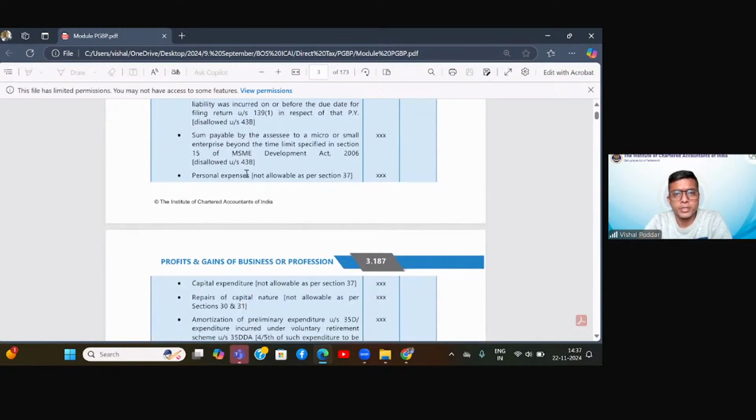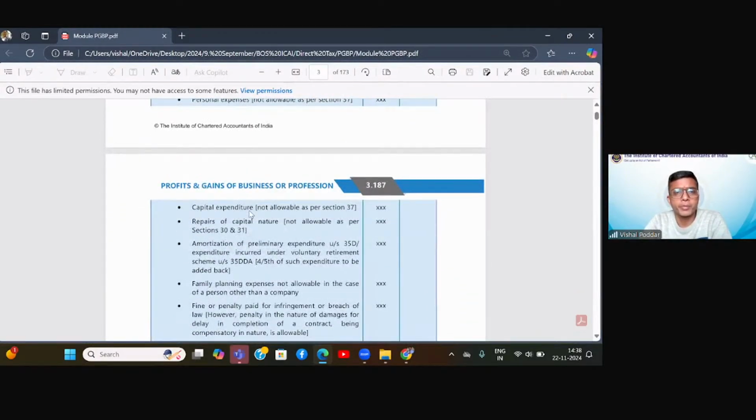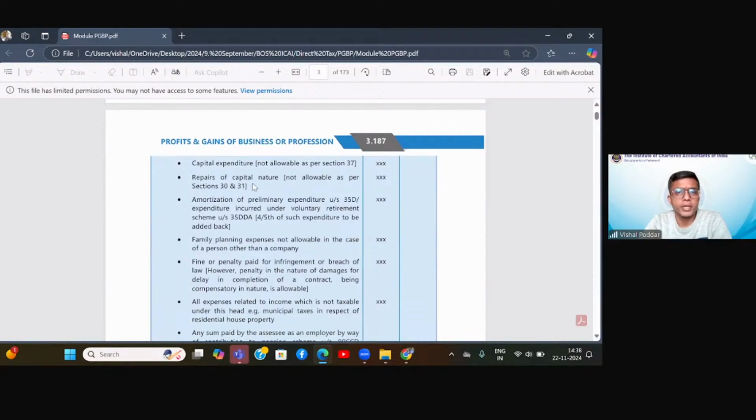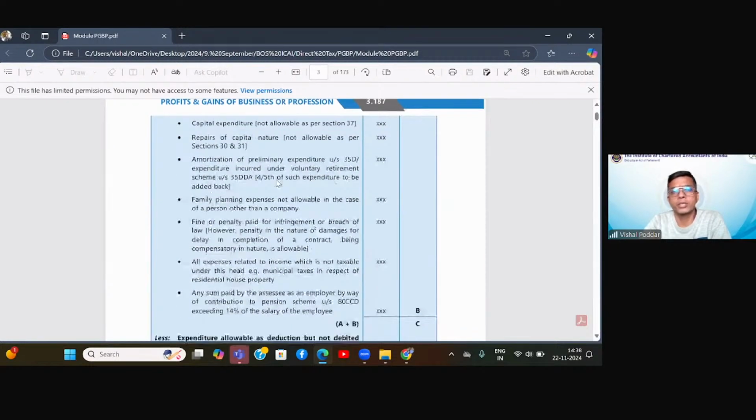Then personal expenses are disallowed, capital expenses are disallowed, repairs of capital nature, amortization of preliminary. Now, if you recall the preliminary section, if you remember, we allow 1/5. Now, if let us say entire preliminary is debited, 1/5 is allowed, the excess is the 4/5 part that you will add back.